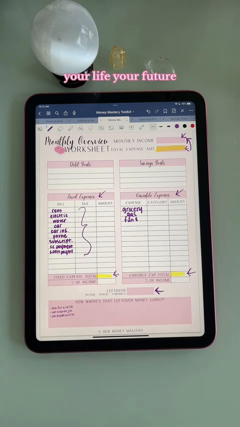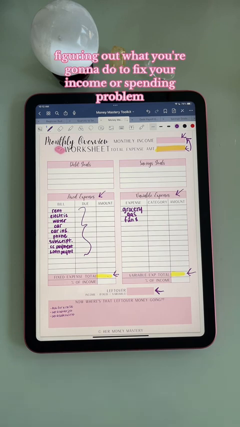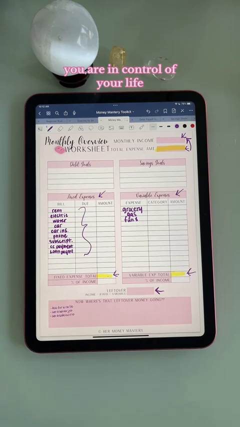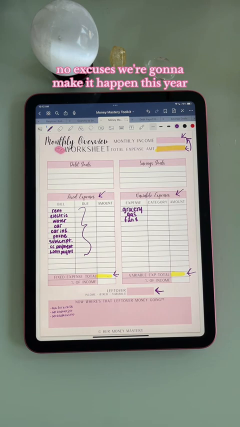Your life, your future, all of your goals depend on you figuring out what you're going to do to fix your income or spending problem. You are in control of your life, no one else, okay? No excuses. We're going to make it happen this year. We're going to get a better life. You got this, friend.